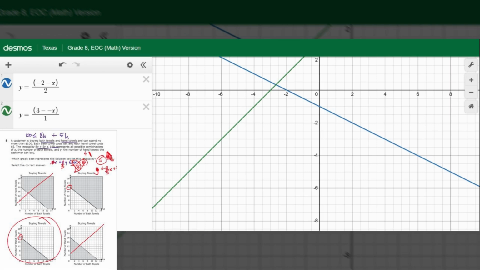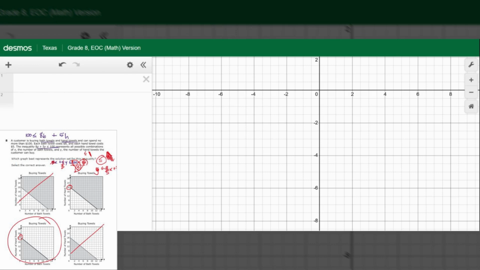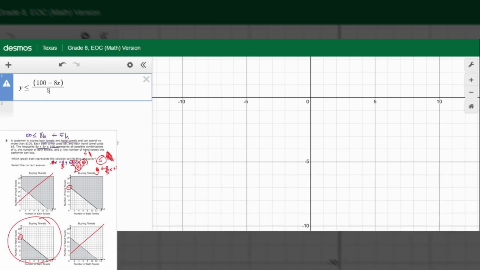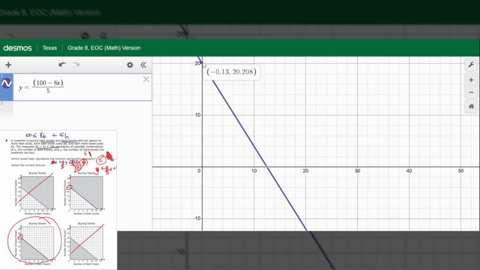Now, question number 8, we just solved it. Y is less than or equal to parentheses 100 minus 8x, close parentheses, divided by 5. Same thing. You cannot find the graph because the inequality here is disabled. So you just need to know that we solved it earlier, you put an equal sign, and the graph looks like this. That's the one showing on question number 8.